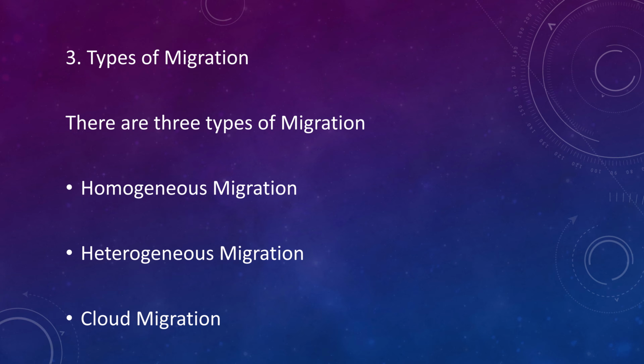Let's talk about the types of migration. There are mainly three types of migration in SAP. First, homogeneous migration. Second, heterogeneous migration. Third, cloud migration. These are the core types you need to know. In the next slide, we will understand each of these in detailed manner.